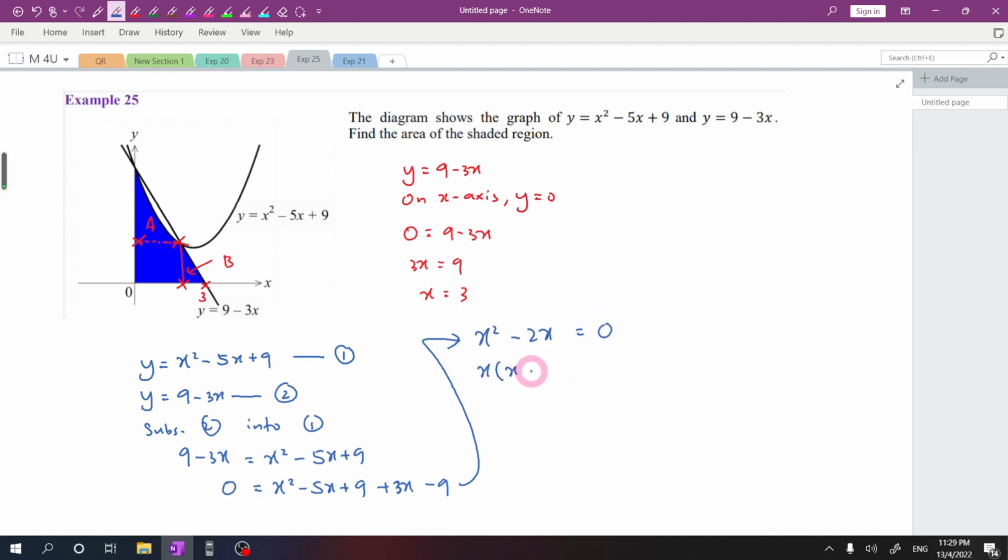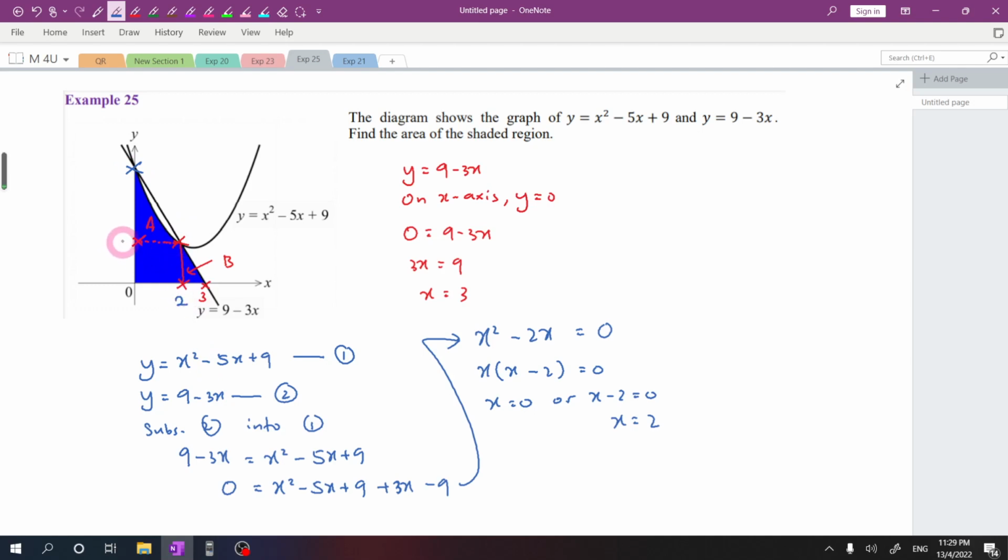Do some factorization here. x is equal to 0 or x minus 2 is equal to 0. x is equal to 2. Now we know this is equal to 2. Why is x not equal to 0? Because another point with 0 is here, right? We are not interested in this point. We are interested in this point, so 2.